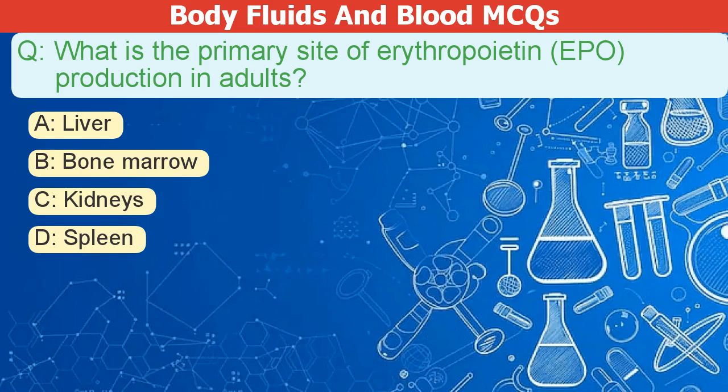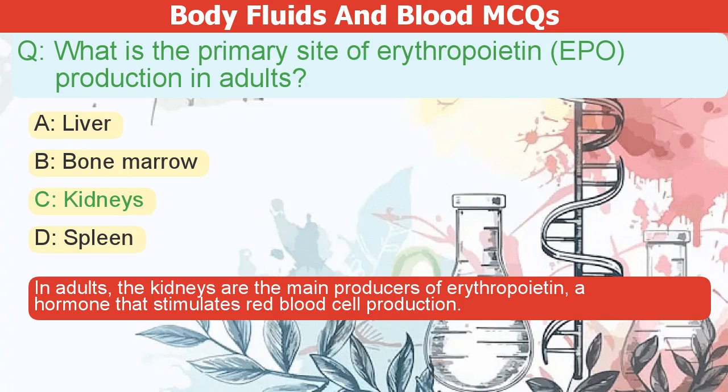What is the primary site of erythropoietin, EPO, production in adults? A. Liver. B. Bone marrow. C. Kidneys. D. Spleen. The correct answer is C. In adults, the kidneys are the main producers of erythropoietin, a hormone that stimulates red blood cell production.